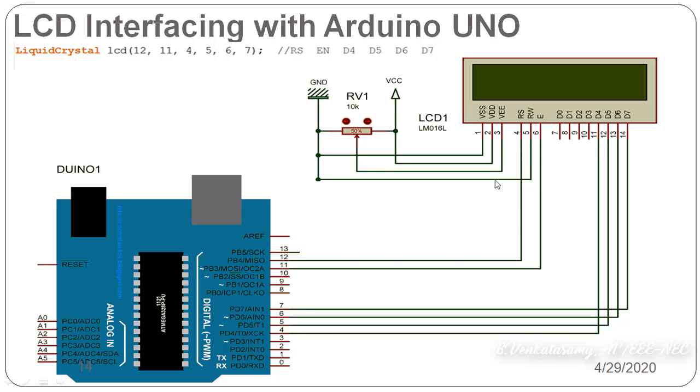then the R bar W should be connected to ground. So always we are going to write the data to the LCD. So this R bar W should be connected to ground.